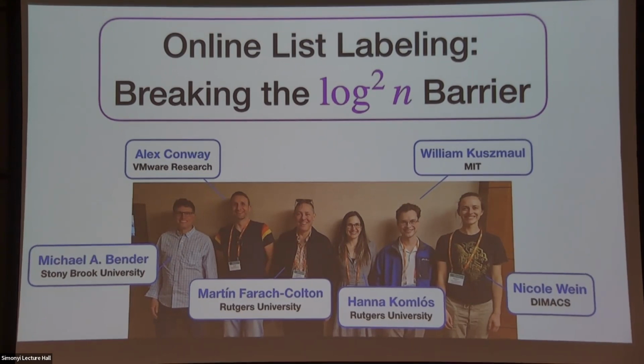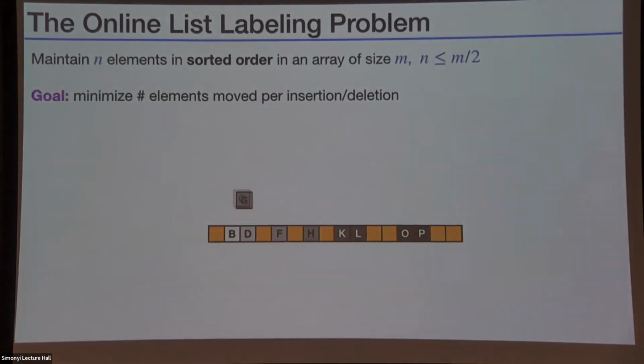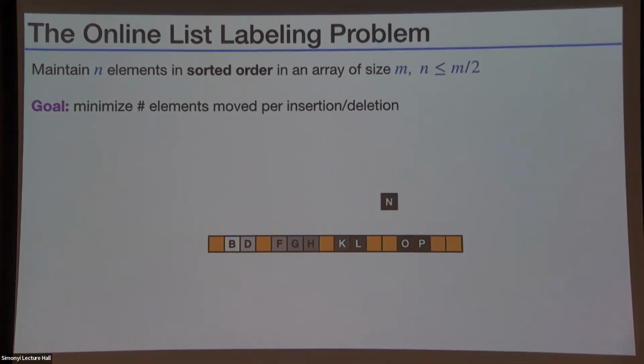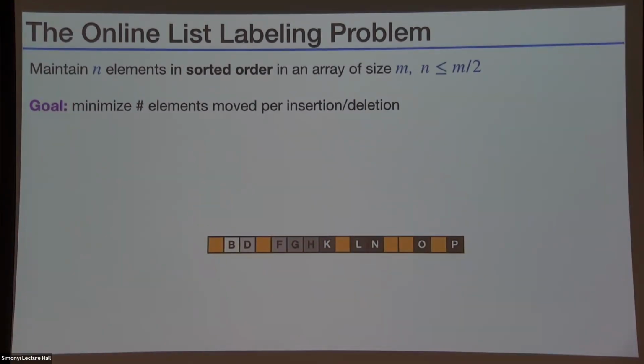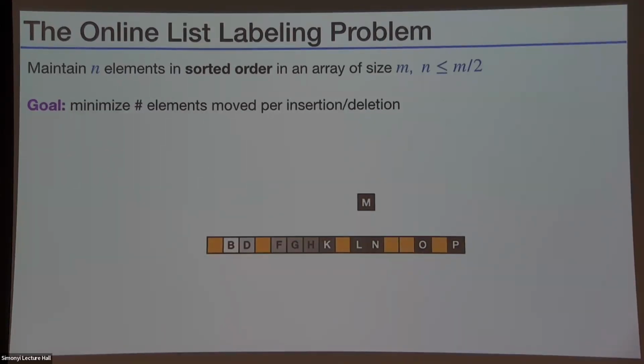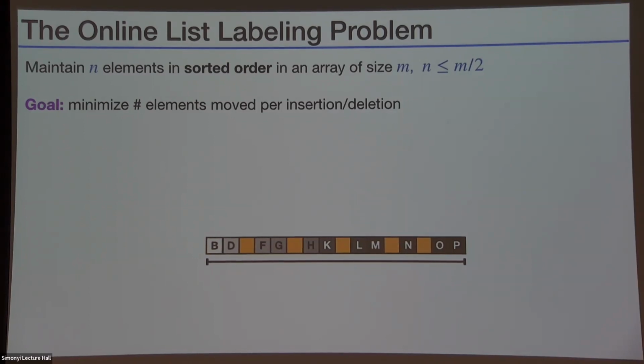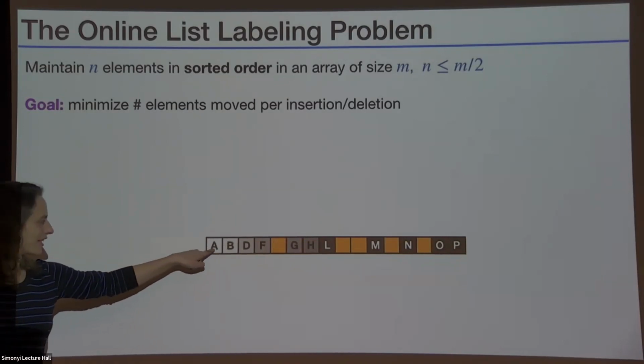Okay, so first let me define the problem. This is the online list labeling problem. In this problem, what we would like to do is store n elements in an array of size m, where n is about m/2. Just think of n being a constant fraction of the whole array. And what's happening is that you have an adversary who is inserting and deleting elements from the array. And what we need to do as the algorithm is keep everything in sorted order. So we're required to have everything A, B, D, F, etc.